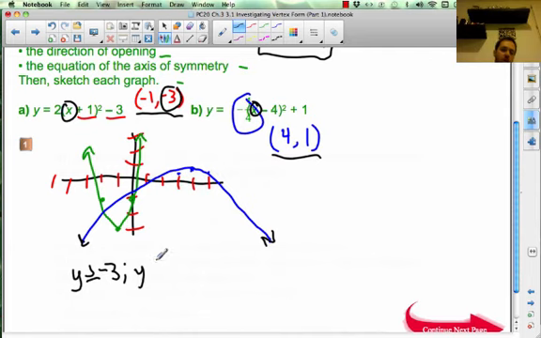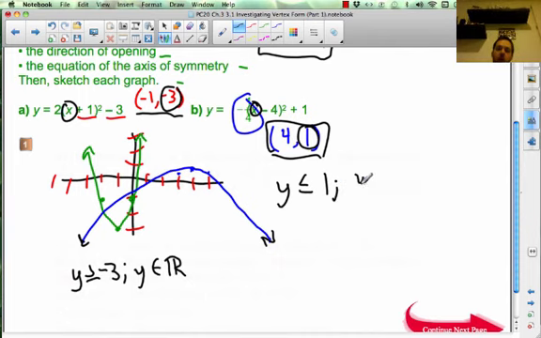But otherwise, within those specifications, y can be any real number as long as we've noted that it's always above or equal to -3. Similarly, for the second function, we take a look at the y value of our vertex. It's 1, so it starts at 1 here and goes down infinitely. It'll never go above 1, so y is always going to be less than or equal to 1. But within that range, y can be any real number, so then we add that y is an element of the reals.